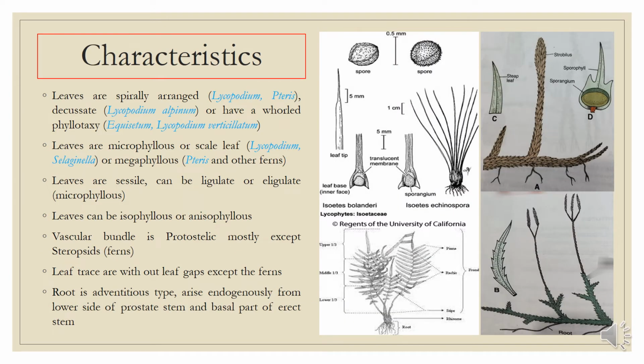Leaves of the pteridophytes have three types of phyllotaxy, that is leaf arrangement. The first and most common is the spiral arrangement that we find in the ferns. Decussate arrangement is also found, mostly in Lycopodium, for example Lycopodium alpinum.